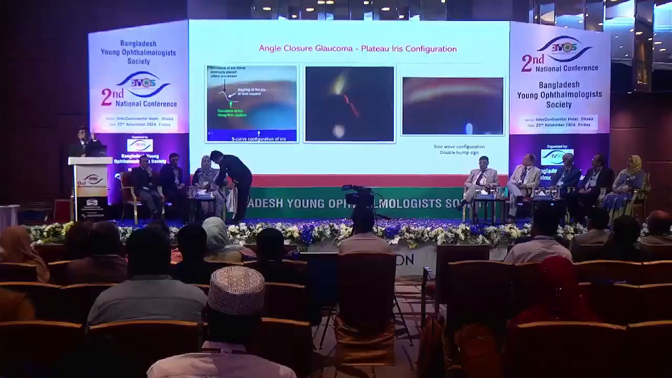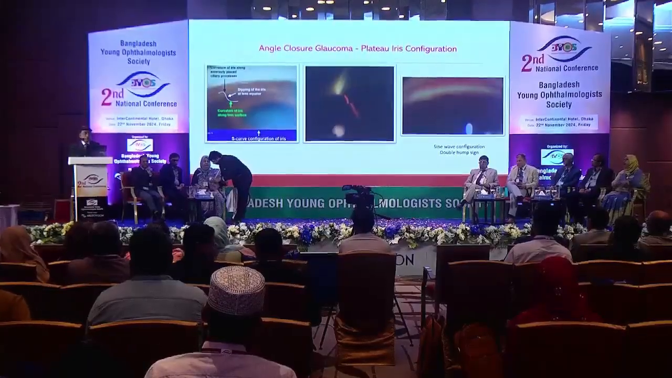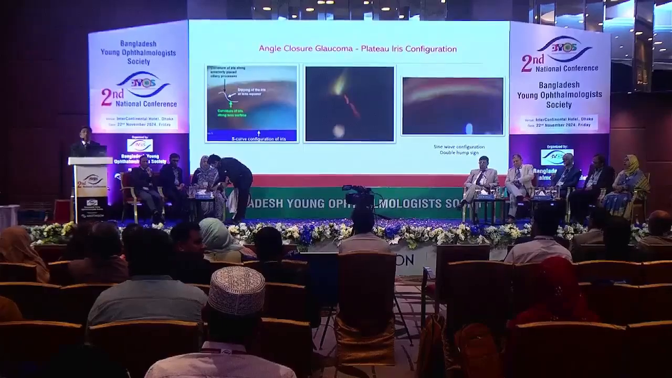This is a very important slide, plateau iris. Sometimes you can see there is some curvature change in the iris. You can see the convex, concave, convex, double hump pattern. Why? Because of the lens, one hump, and because of the anterior position of the ciliary process, another hump. So this is the plateau iris, and you can find the double hump pattern in the gonioscope.